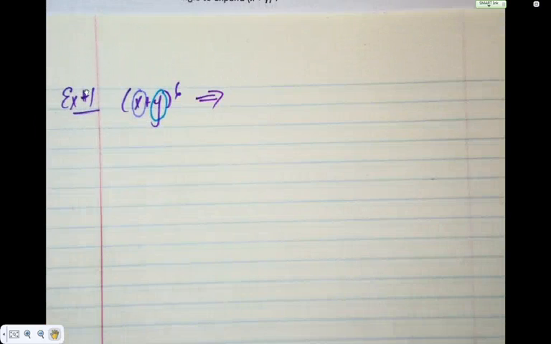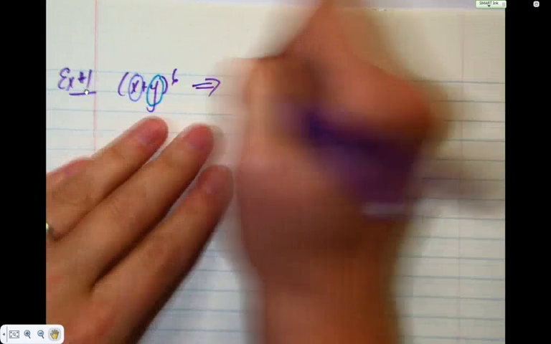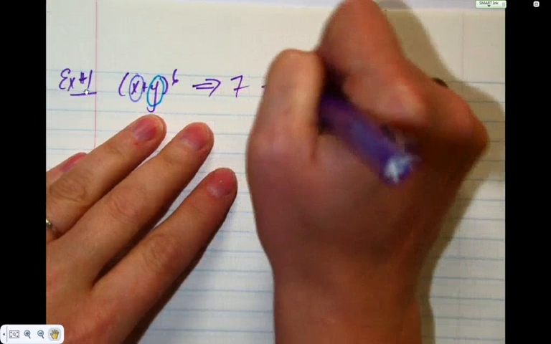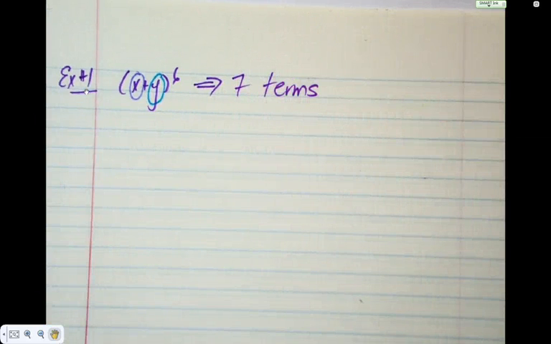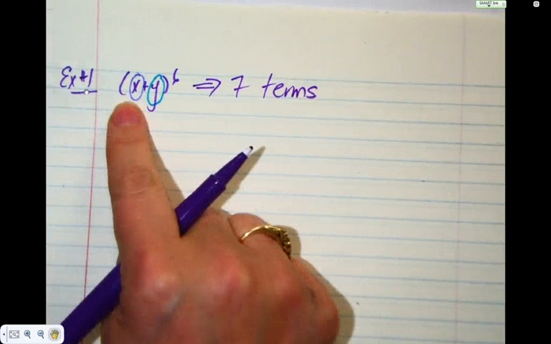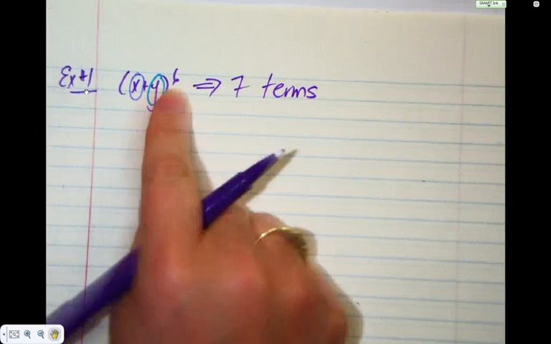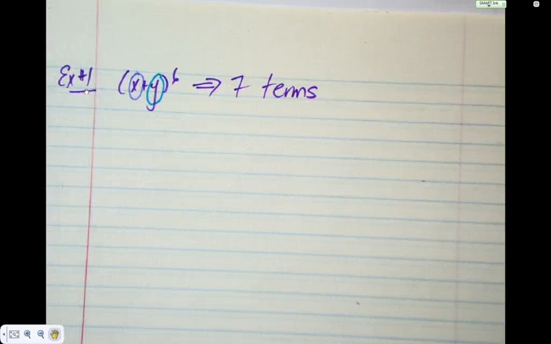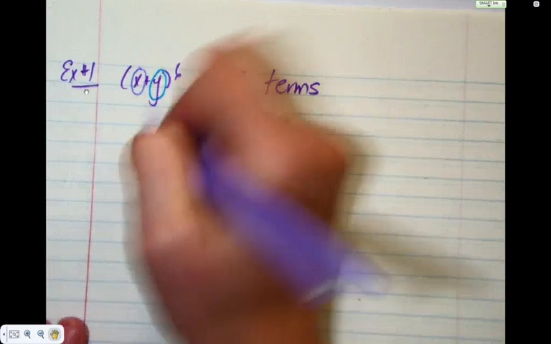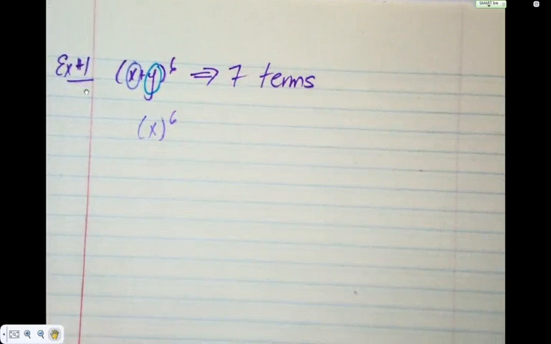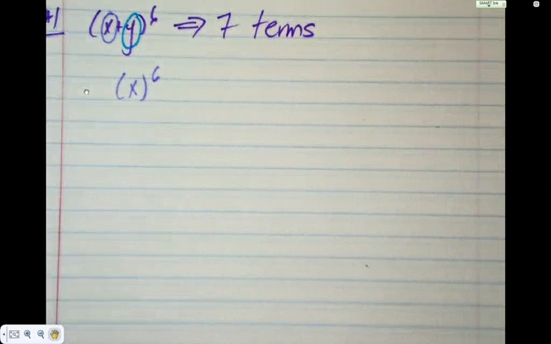So before we even begin, we want to look at how many terms this thing is going to have. And we already looked at the pattern between the exponent and the number of terms. If the exponent is 6, how many terms is the answer going to be? 7. So it's always n plus 1. I know the x is going to start with 6 and go all the way down to 0. So what I'm going to do is just set that up first. So I know the first term has an x to the 6. And I'm only putting brackets here because it's going to matter later when this has a coefficient attached to it.